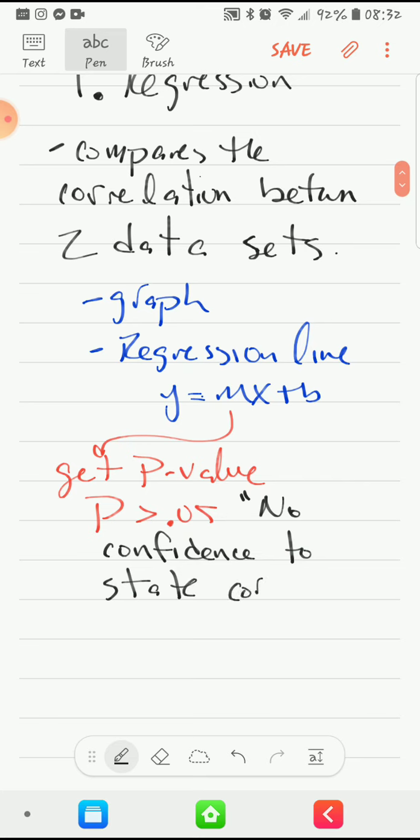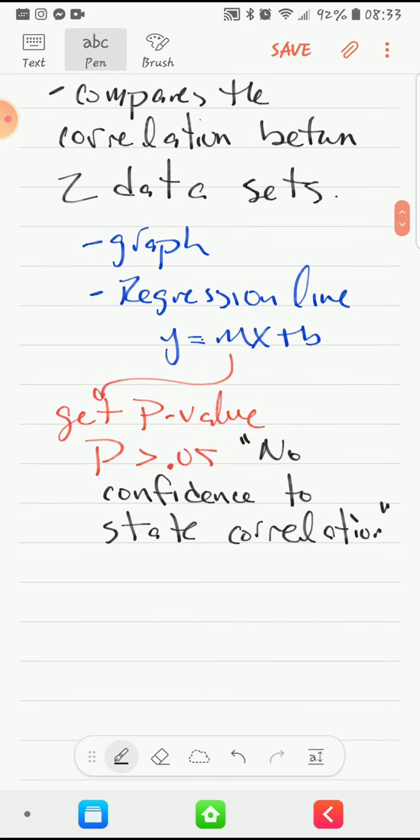You can't say there is not one. That's not accurate to say, as a statistician or just in the class. You have to say, I'm not confident that there is a correlation. That's really what you're saying. And when the p-value is smaller than 0.05, you can say that you are confident that there's a correlation. Basically, you're saying the two data sets are related.